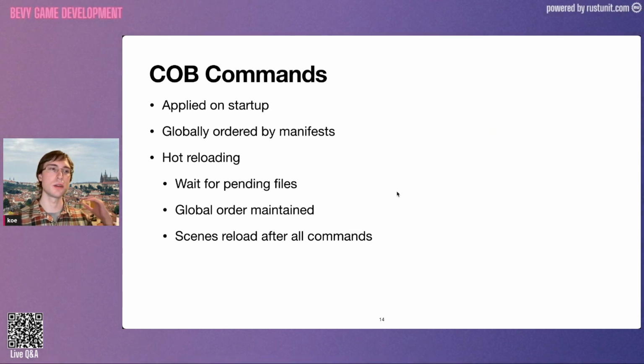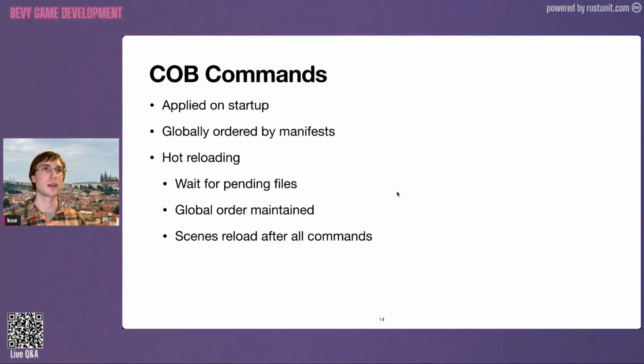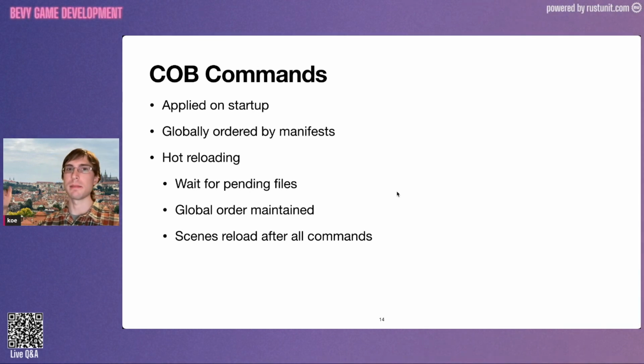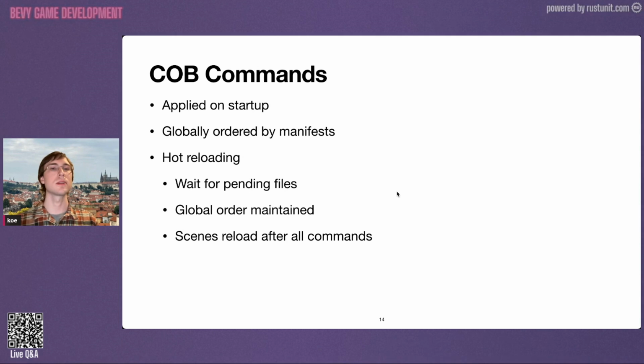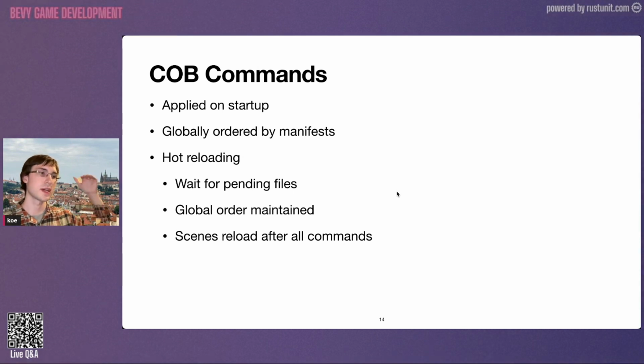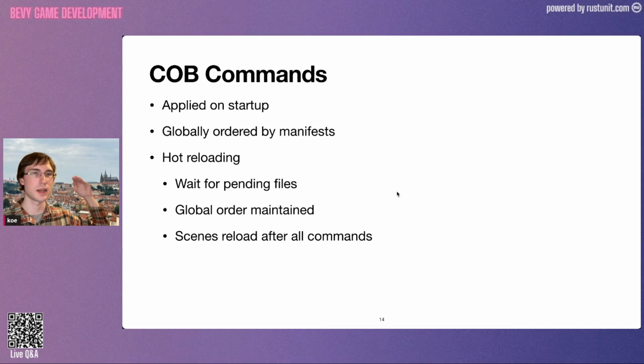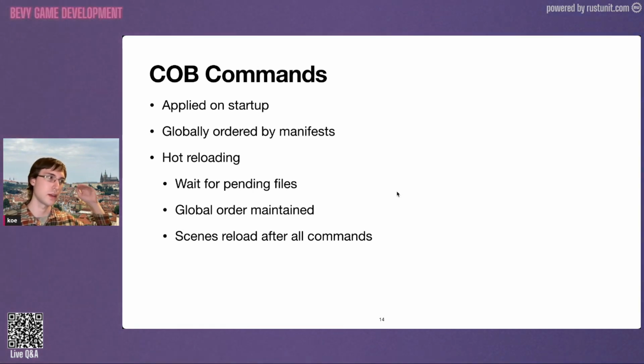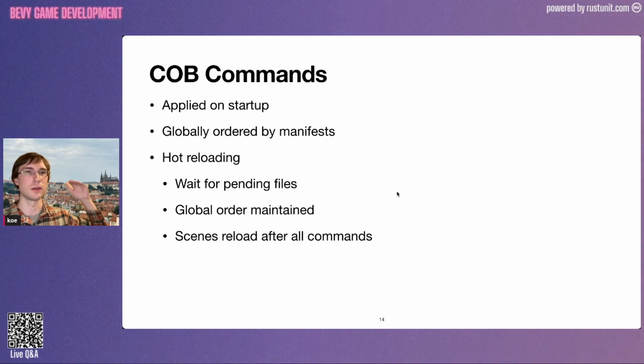So all commands are applied during startup. So it's not in the startup system, but it's in the very beginning of your app while extracting things. All commands are globally ordered by manifests. And this was a recent incremental progress I made in the development of this project. Globally ordering means that you can have commands that depend on other commands. So you could load an asset in one command that other commands later on reference. So you load this asset into some asset map that caches handles, and then later commands can safely access that map to pull out the handle, and it'll be the right handle.